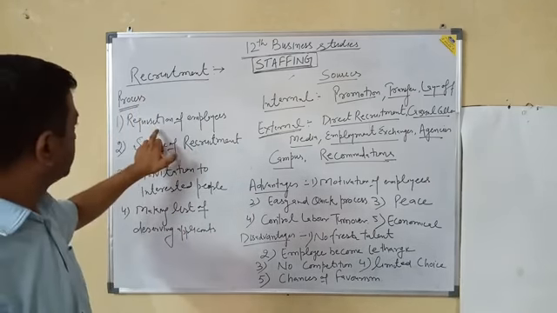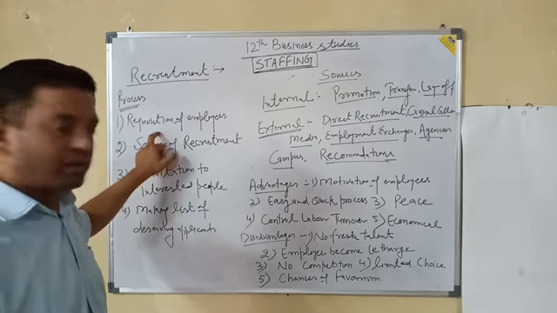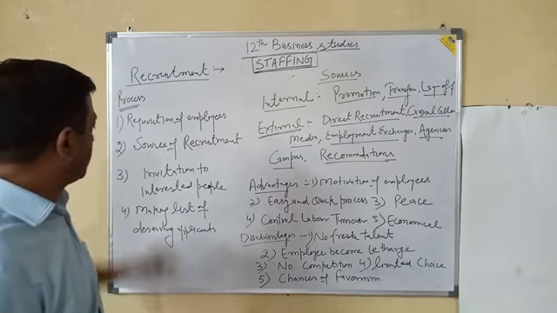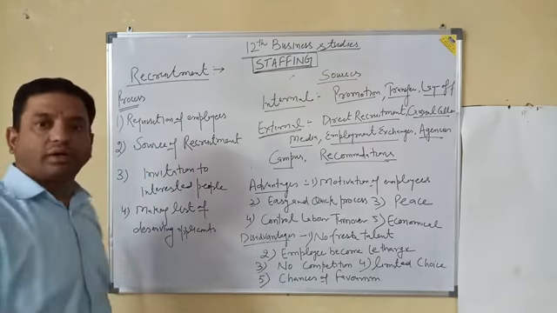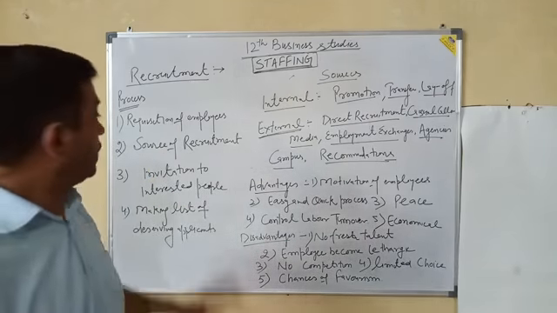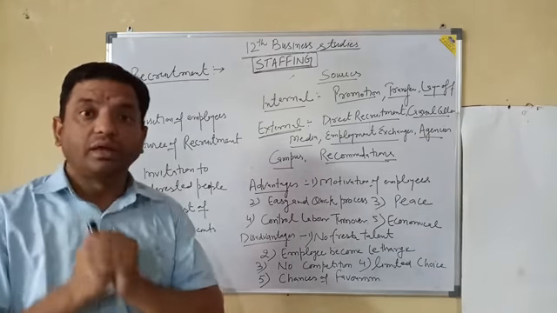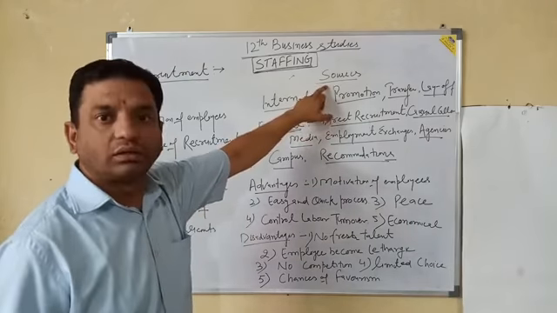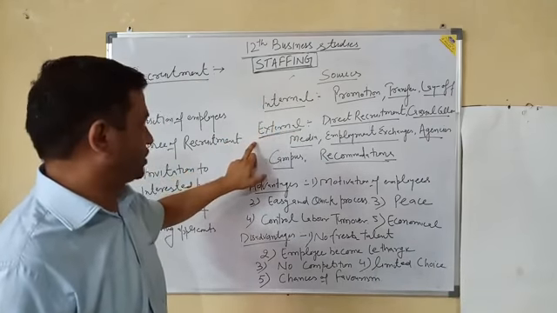First of all, requisition will be received from the different departments. Then you have to decide the source of recruitment. Then invitation to the interested people, and lastly you have to make the list of deserving candidates. Now after this, you have to decide what source you have to choose. Let me tell you, sources are internal and external.